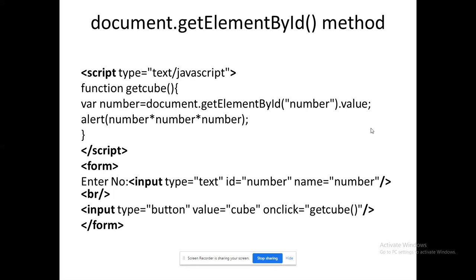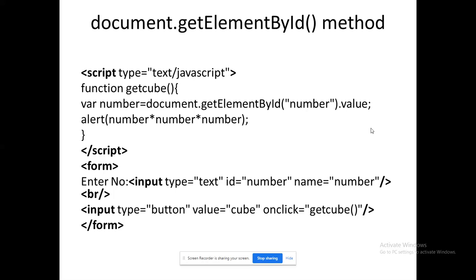So what is the control which has the ID number? You see that there is a text box which has the ID number. So the value I am typing inside the text box will be stored in the variable number. Alert of number cross number cross number. So ultimately it will print the cube of the given number. Here I am accessing the value I type inside the text box using the ID of the text box.